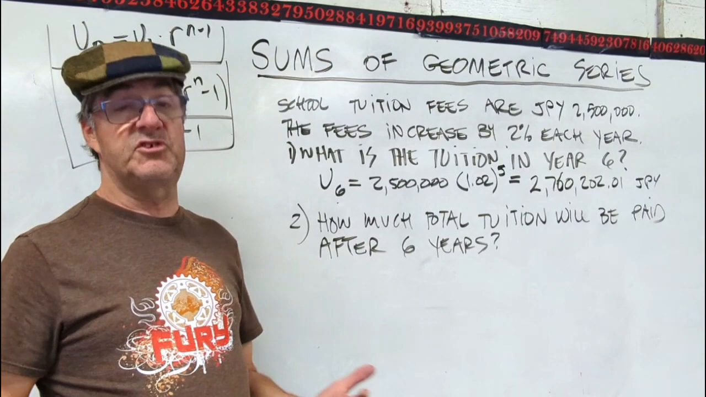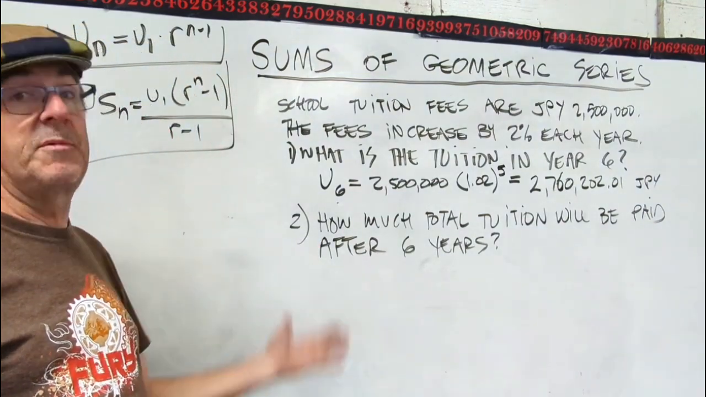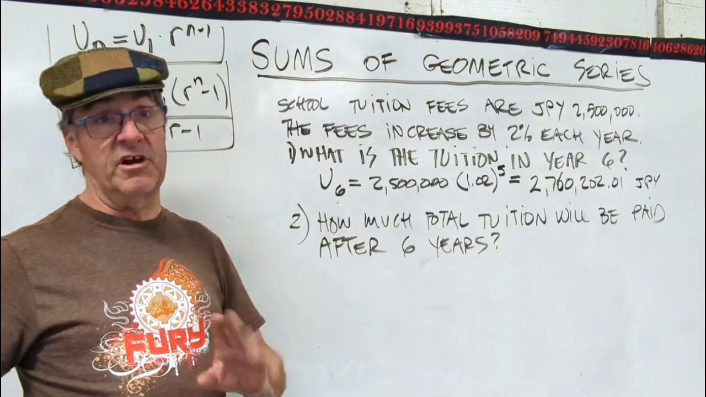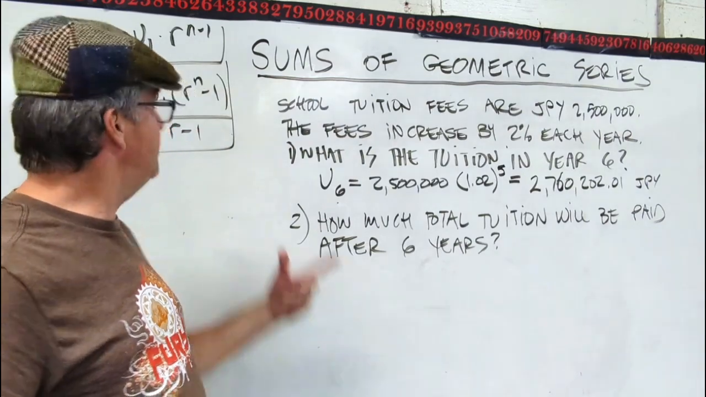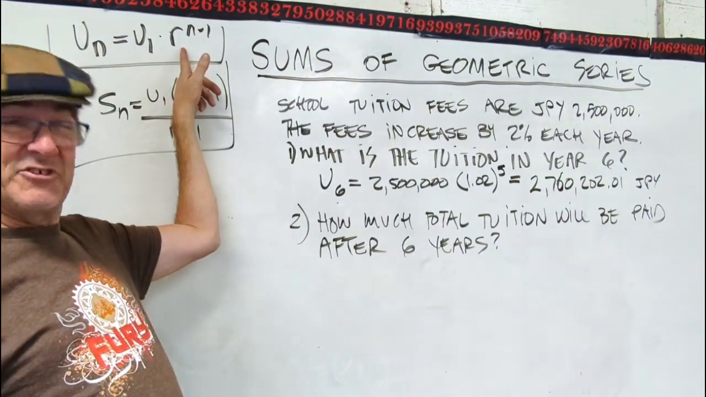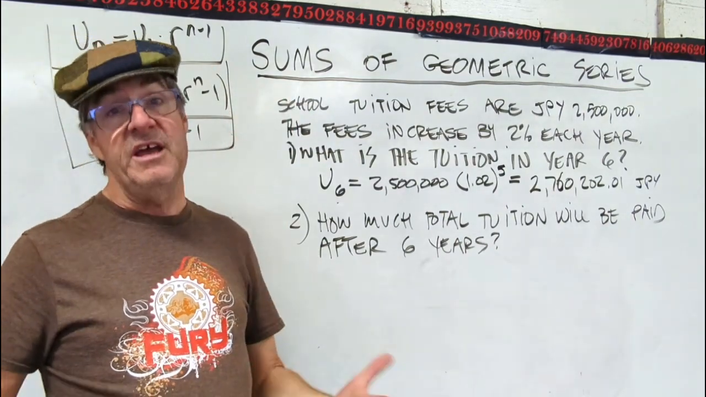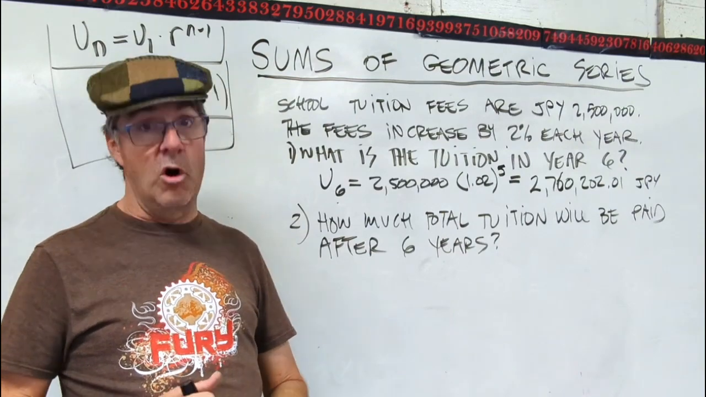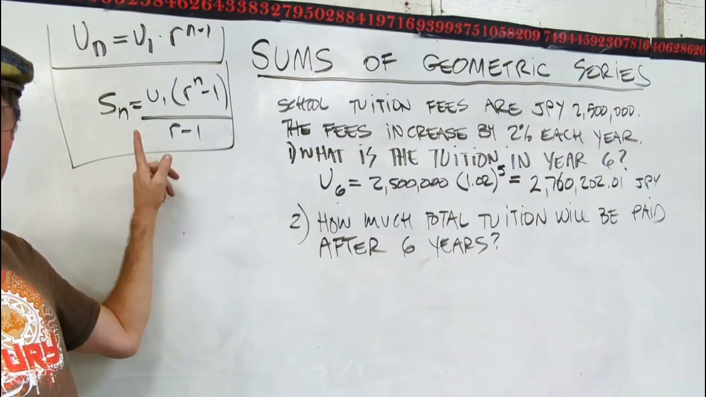All right, now let's do a sum problem. This one is, how much total tuition will be paid after 6 years? Now remember, there's a shortcut here that could cause you to lose points on an IB test question. You could just use this formula, calculate the tuition for each of the 6 years, and then add them up. If that's a 3 or more point problem, taking that approach won't get you all the points. You're going to need to use this formula.